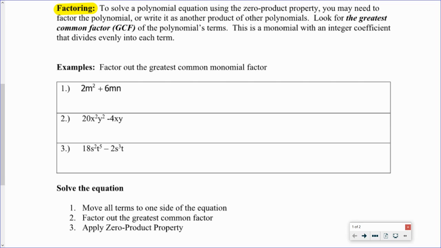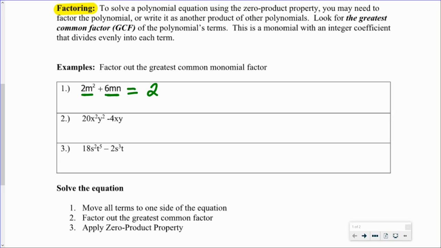So the examples were asked to factor out the greatest common monomial factor. So here's what we're going to do. I like to analyze both of the terms in the polynomial expression. I like to start off by looking at the numerical coefficients first. So in this case, 2 and 6. Do they share a common factor? And the answer to that question is yes, it's 2. And I'm just going to write that over here to the right of that expression.